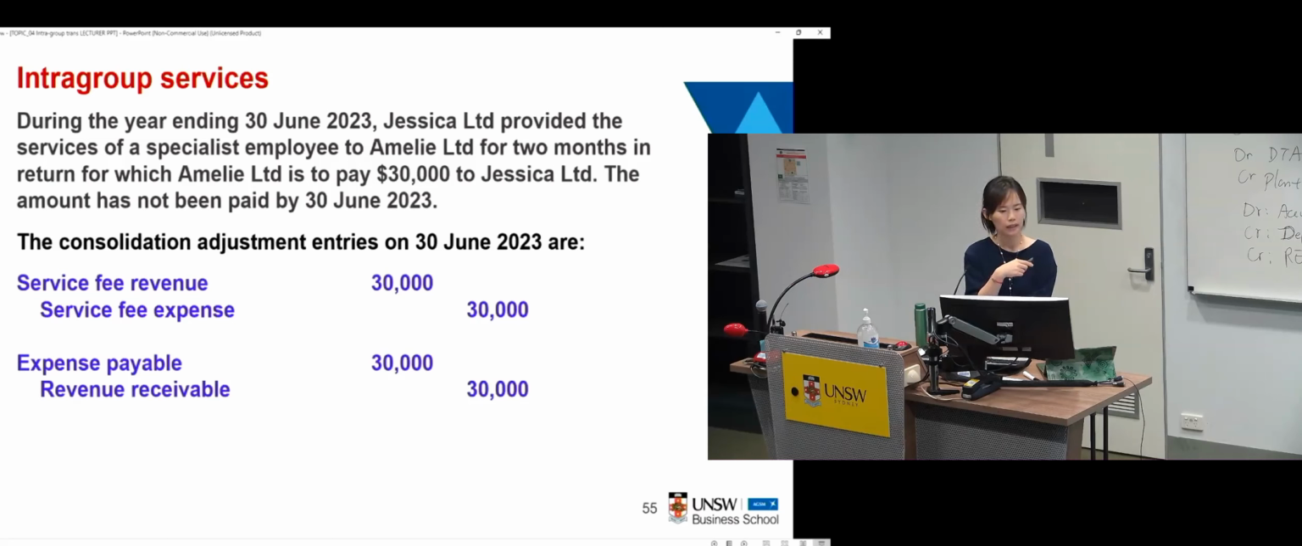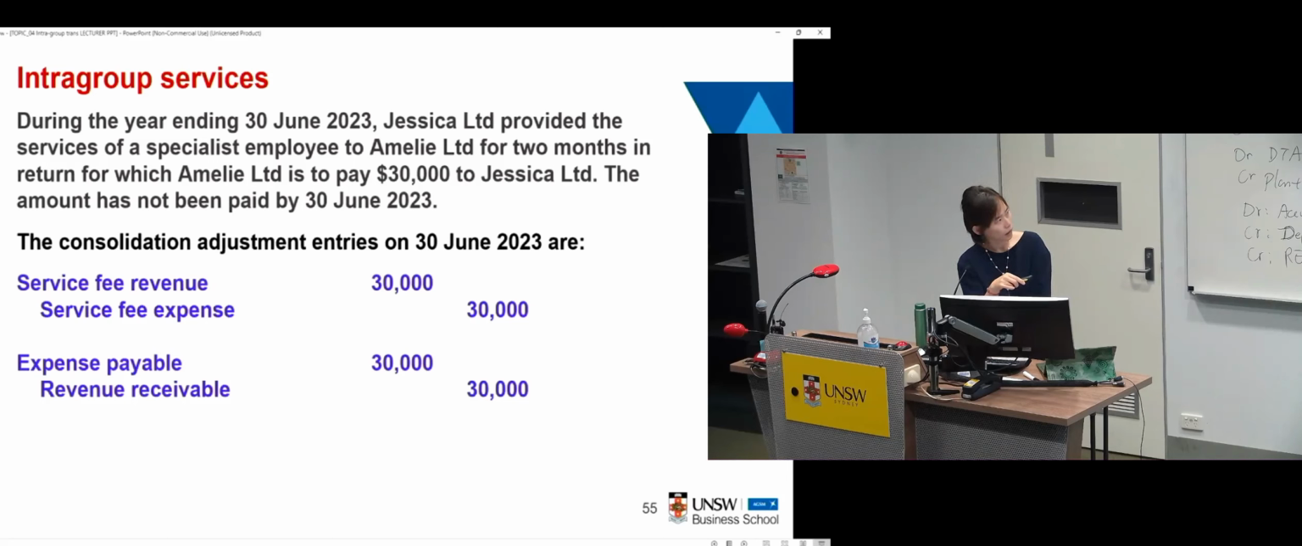Now let's look at the following example. Now, assuming parent's company Jessica Limited provides services to subsidiary and charge 30,000 service fee. Now, the parent's company Jessica would record service revenue, right, on the credit side, and on the debit side recording receivable accounts. Well, Amelia at the same time will recognize service expense and raise a liability payable accounts. However, from the group viewpoint, those revenue expense do not exist, and therefore need to be eliminated.